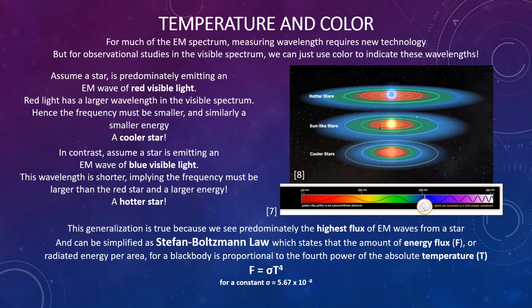This generalization, though, is true because we primarily see the highest flux, the most intense EM waves for a star. And we can simplify this in the Stefan-Boltzmann law, which states that the amount of flux, the amount of energy received per unit area, or the amount of radiated energy received per unit area for a black body is proportional to the temperature to the fourth power, with some constant of proportionality in there as well.